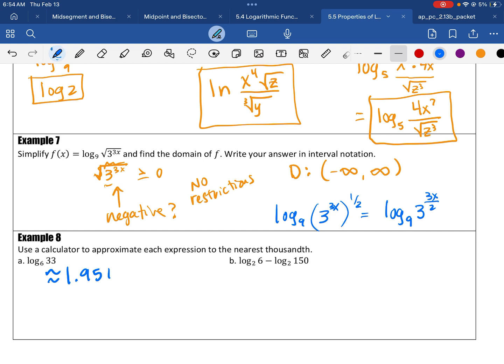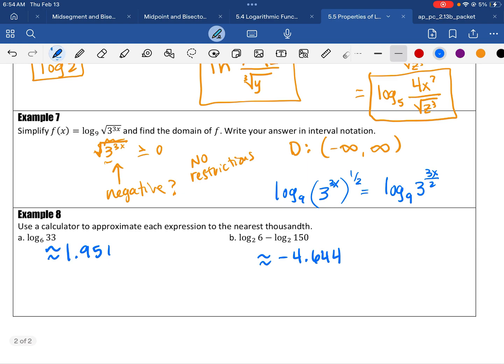Log base 2 of 6 minus log base 2 of 150. That's negative 4.644. Okay, that's it.